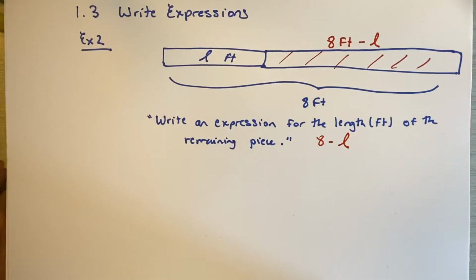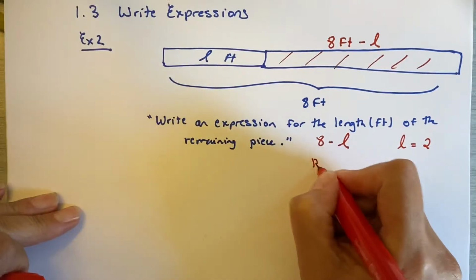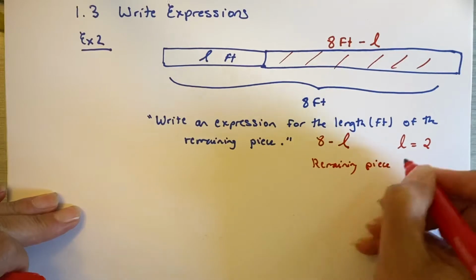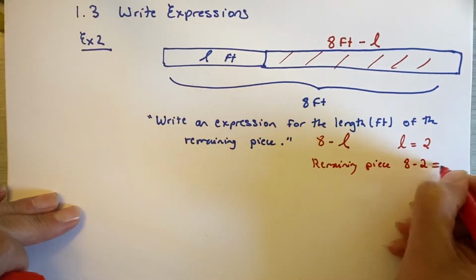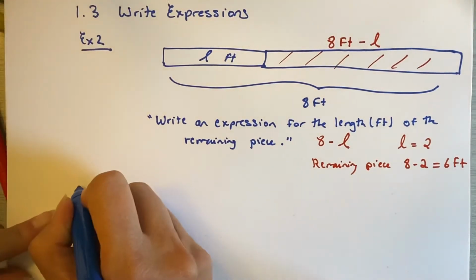So that's the first thing that they asked you. And of course, now if they tell you what L is, you'll know exactly what the remaining piece is. But you had to start with having your expression. The book tells you L is 2. So if L is 2, then the remaining piece is 8 minus 2, or 6 feet. Okay, let's go to exercise 3.